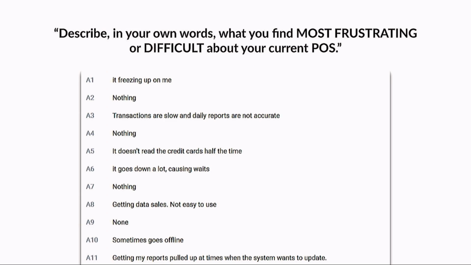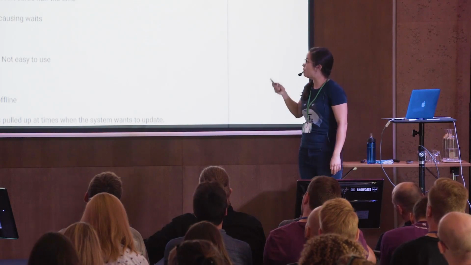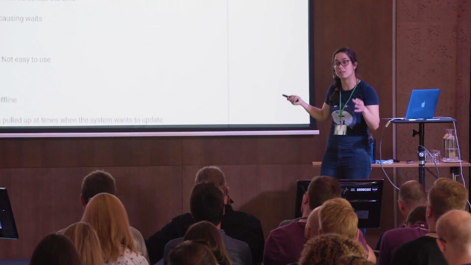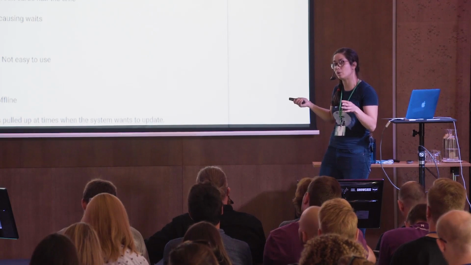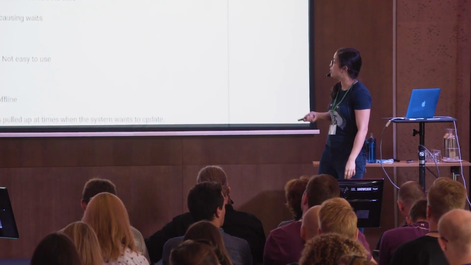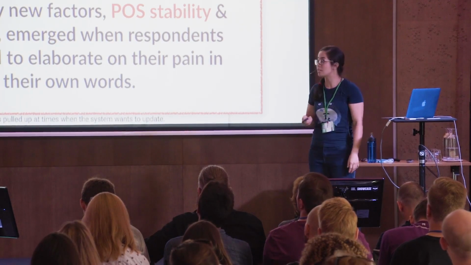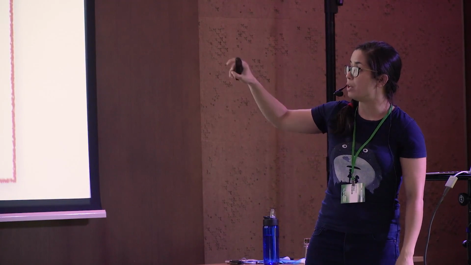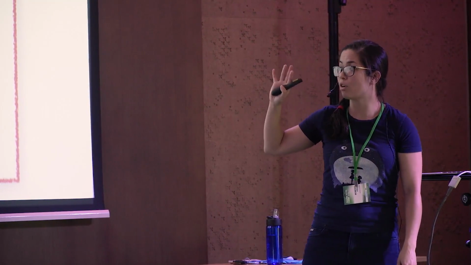Keeps freezing up on me, transactions are slow, goes down a lot, right? By the time I had tallied up all of these messages and categorized them into themes about the pain points people were dealing with, we discovered that two entirely new messages, one about the stability of the system and one about the speed of the system, ended up being the second and fourth most common messages that people raised.